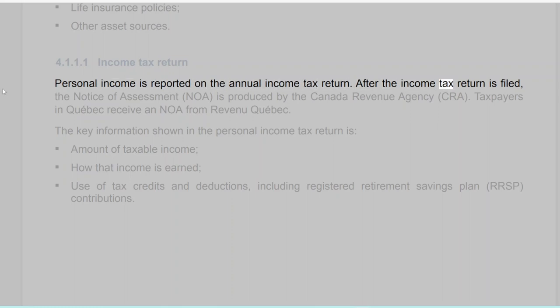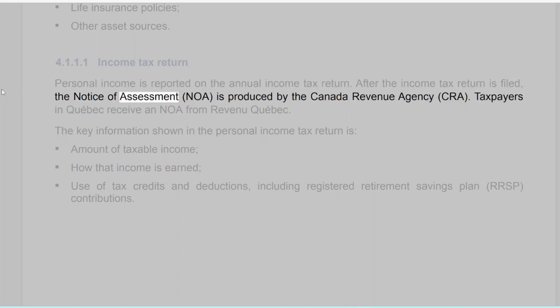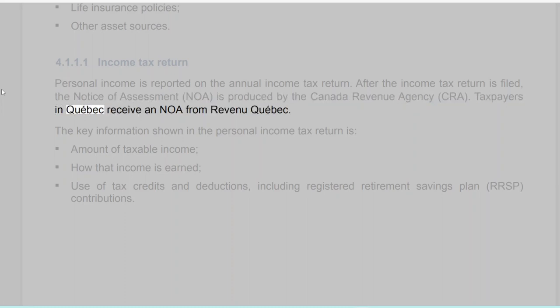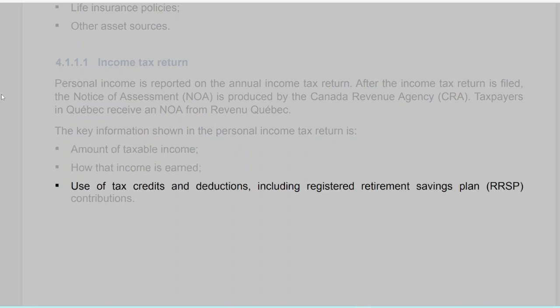4.1.1.1 Income tax return. Personal income is reported on the annual income tax return. After the income tax return is filed, the Notice of Assessment (NOA) is produced by the Canada Revenue Agency (CRA). Taxpayers in Quebec receive an NOA from Revenu Québec. The key information shown in the personal income tax return is the amount of taxable income, how that income is earned, and use of tax credits and deductions, including registered retirement savings plan (RRSP) contributions.